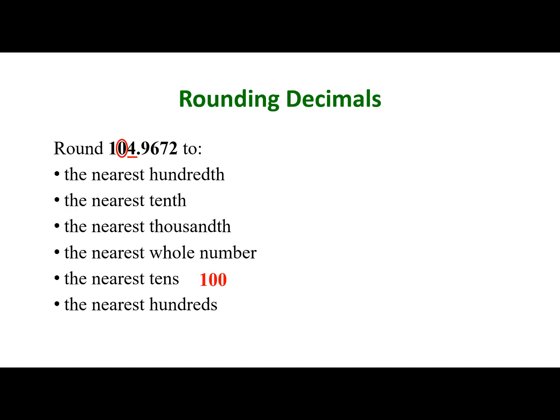And finally, to the nearest hundreds place, that's the digit of 1, so either this is going to round to 200 or it's going to round to 100. We look to the number to the right, it's a 0, which is less than 5, so it rounds down, so this number rounds to 100.